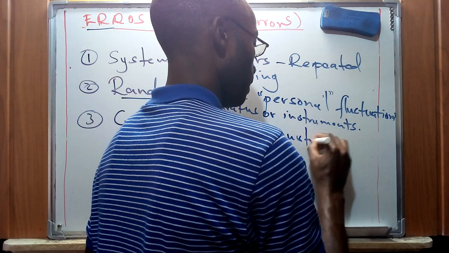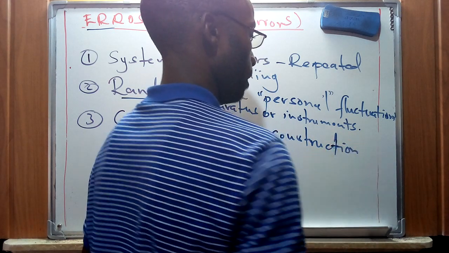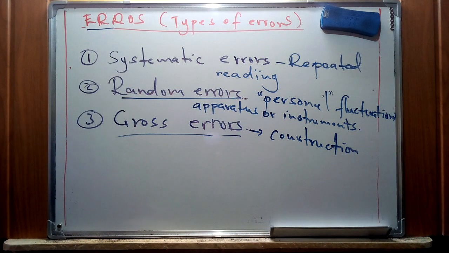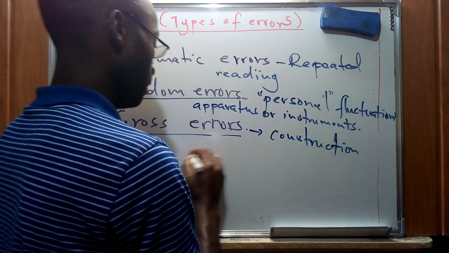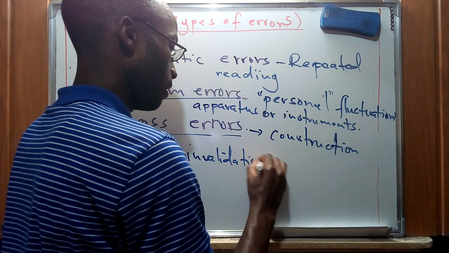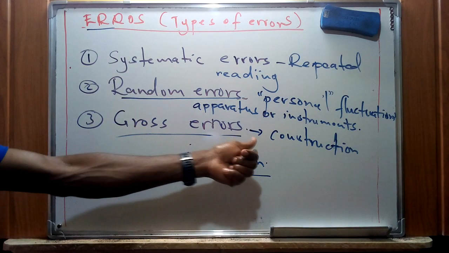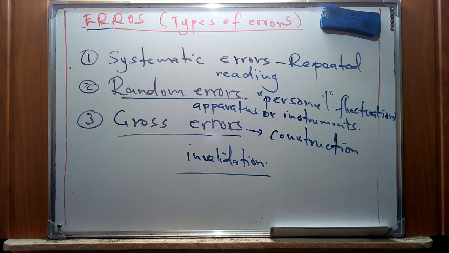So therefore, we can say that the nature in which these specific instruments have been constructed is going to result in specific errors. So this is going to result in invalidation of the data that is under study. So therefore, we're going to look at some examples of these specific errors in order for us to understand what they basically are.